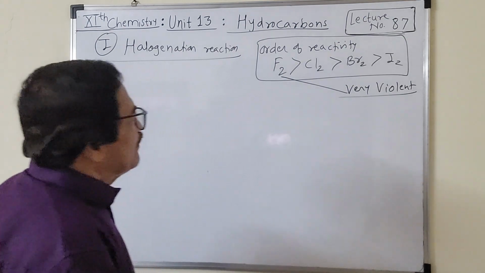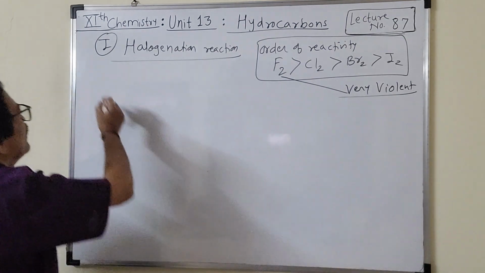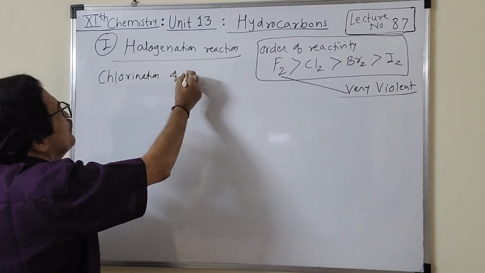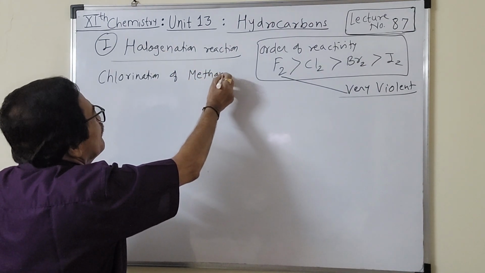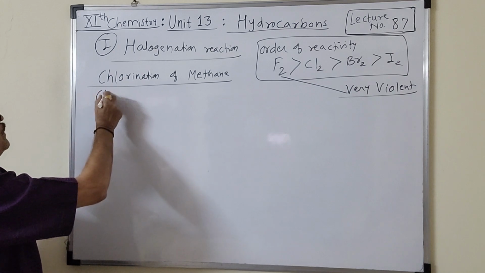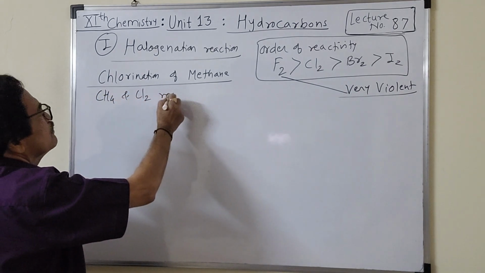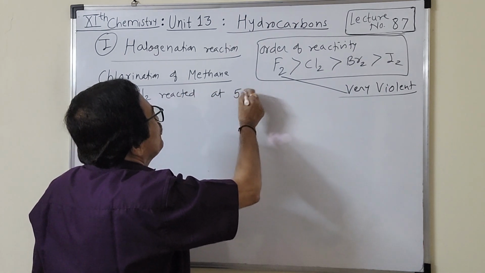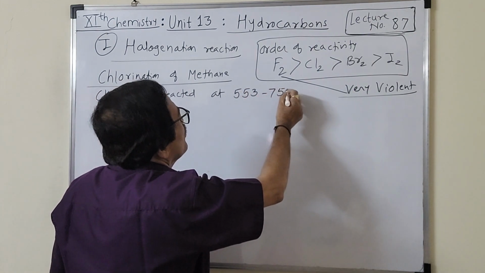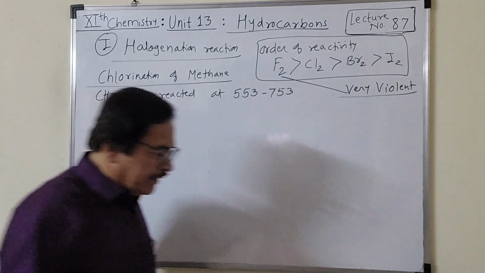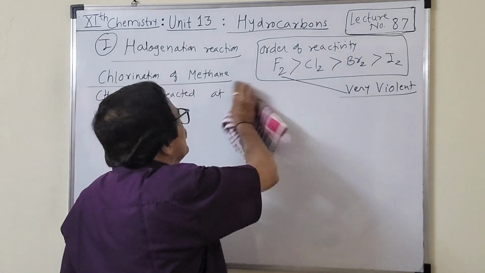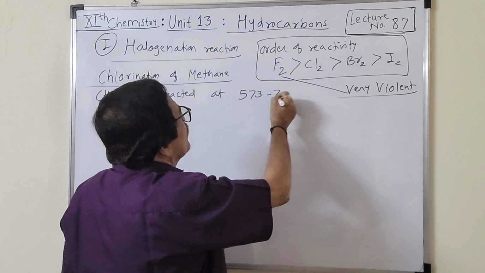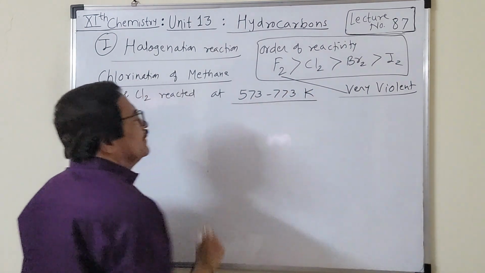Okay, so that's why reaction with fluorine is generally avoided, and that's why first of all we shall learn chlorination of methane, a very popular reaction. Methane and chlorine are reacted together either at 573 to 773 K, that is 300 to 500 degrees Celsius, isn't it?